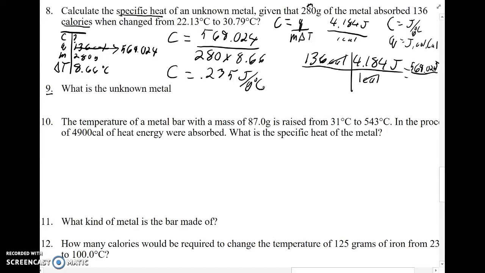Now I can go ahead and take a look at number 9. It asks me to identify that unknown metal. I'm going to go to my reference sheet, look to see what metal has a specific heat closest to 0.235, and that metal would be silver. Again, it's not exact because that was found experimentally, so it might be something like cadmium, which is really, really close, but the closest thing is silver. So since specific heat is a characteristic property of matter, we can use it to identify this unknown metal.